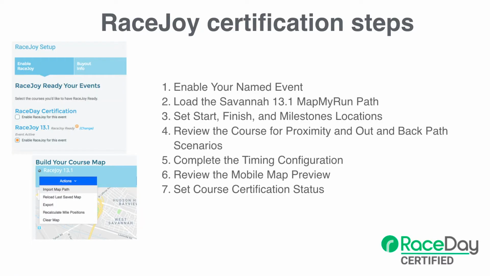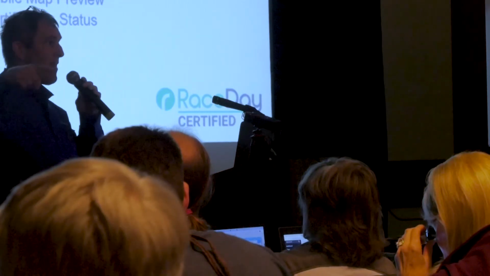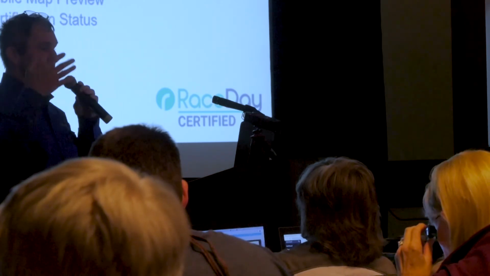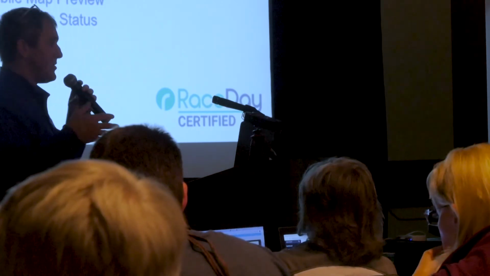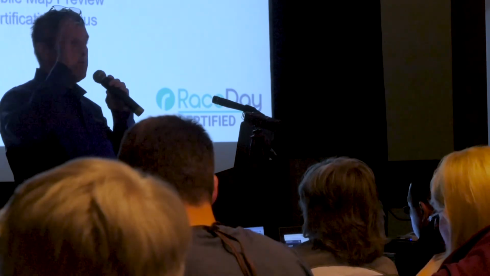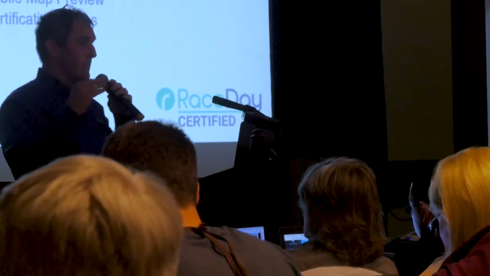You're going to make sure the timing configuration is filled out. You have to tell us the distance of the overall course. The actual path could measure 13.3 miles, but this is certified as 13.1. You have to tell us what the certified distance of this course is on the finish. And then you want to just make sure that you set your map to be saved and certified. So those are the steps.